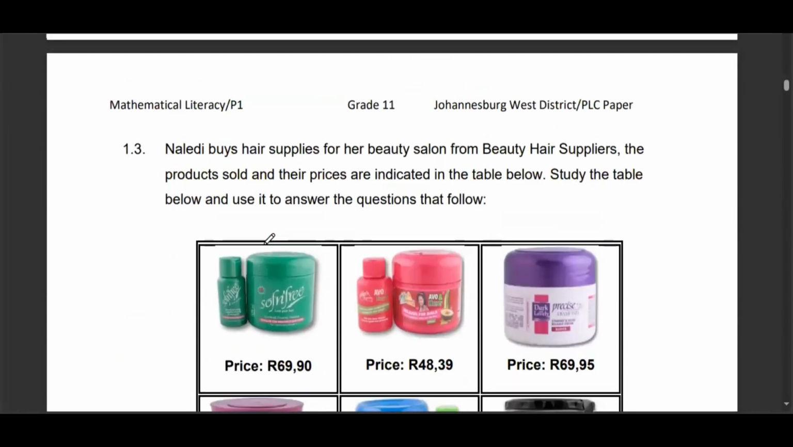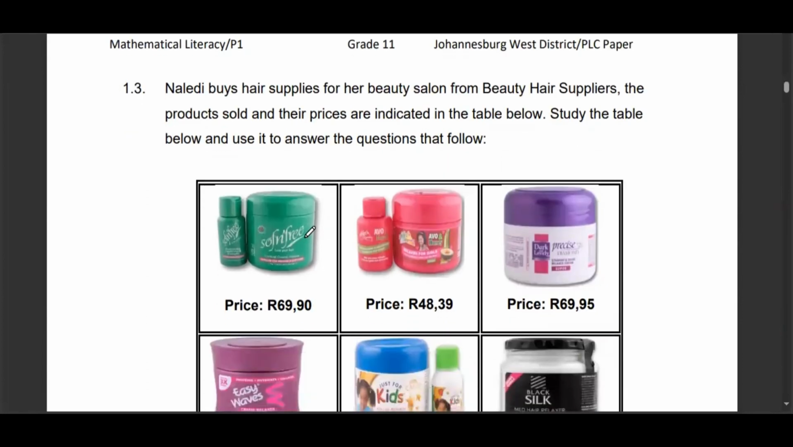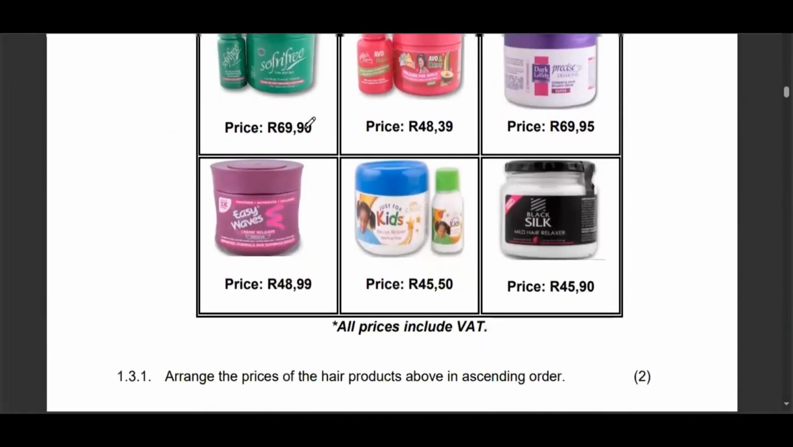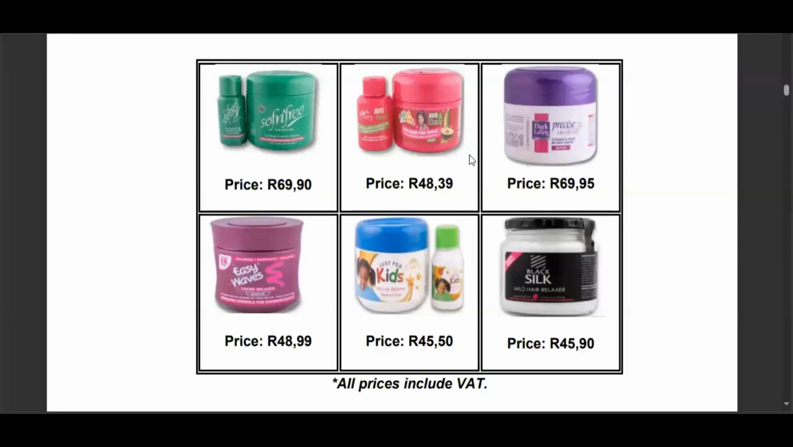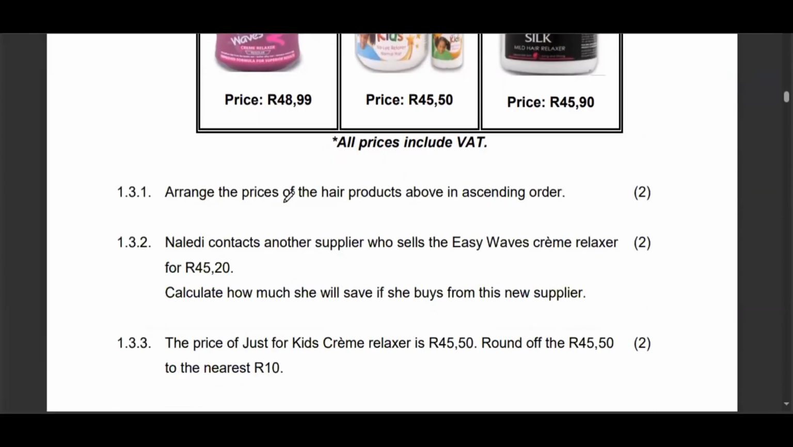1.3. Naledi buys her supplies for the beauty salon from hair salon suppliers. The products sold and their prices are indicated in the table below. Study the table below and use it to answer the questions that follow. We have items here. There are 6 items: item 1, item 2, item 3, 4, 5, and 6. Let's look at the questions that follow.